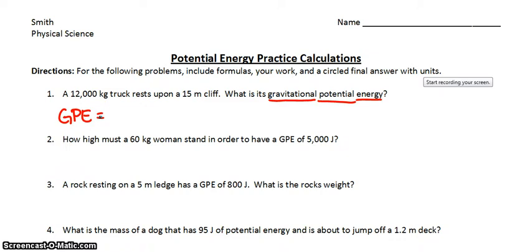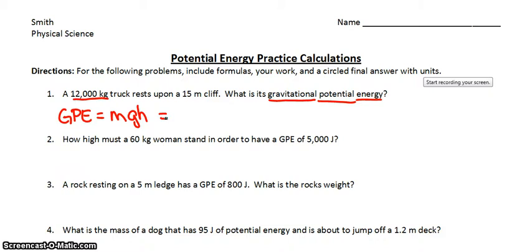Now, please look at your formula sheet for gravitational potential energy. If you look at the left-hand side of that data table, it says if the information provides the mass, 12,000 kilograms, then use one of the following formulas. So you should have picked out GPE equals mgh. There's our first step. What is our second step? Fill in our data or show our work.